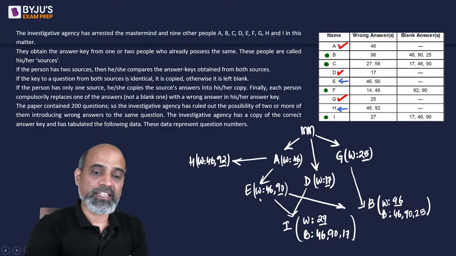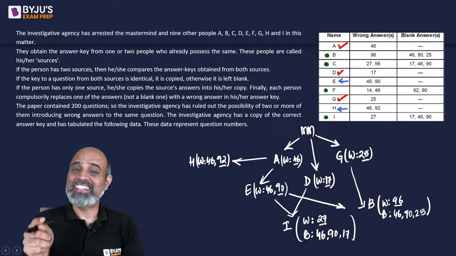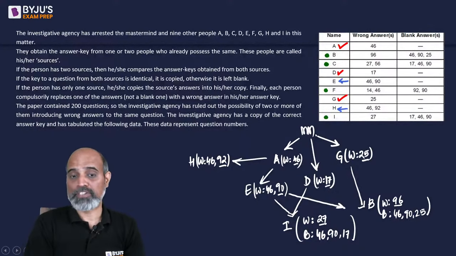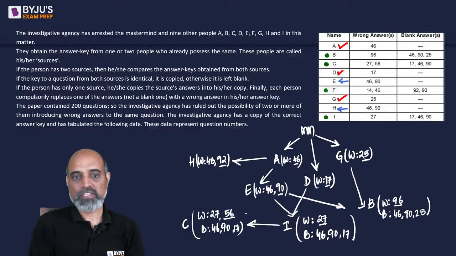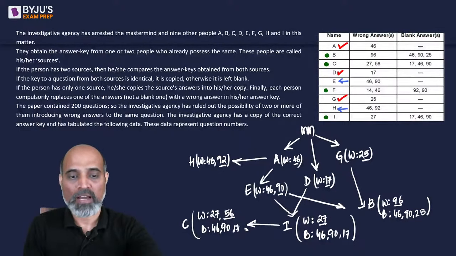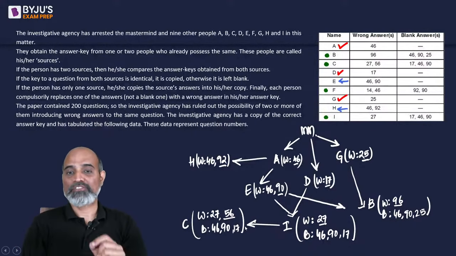Now let's go back to C now. C has left blank as 17, 46 and 90. 27 is the wrong answer and then he makes a wrong answer of his own which is 56. So can we say the one who copies from I, which is C, is going to copy everything which it looks from I and then he makes a mistake of his own which is question number 56. So C is a copy from I. Right? C is done.